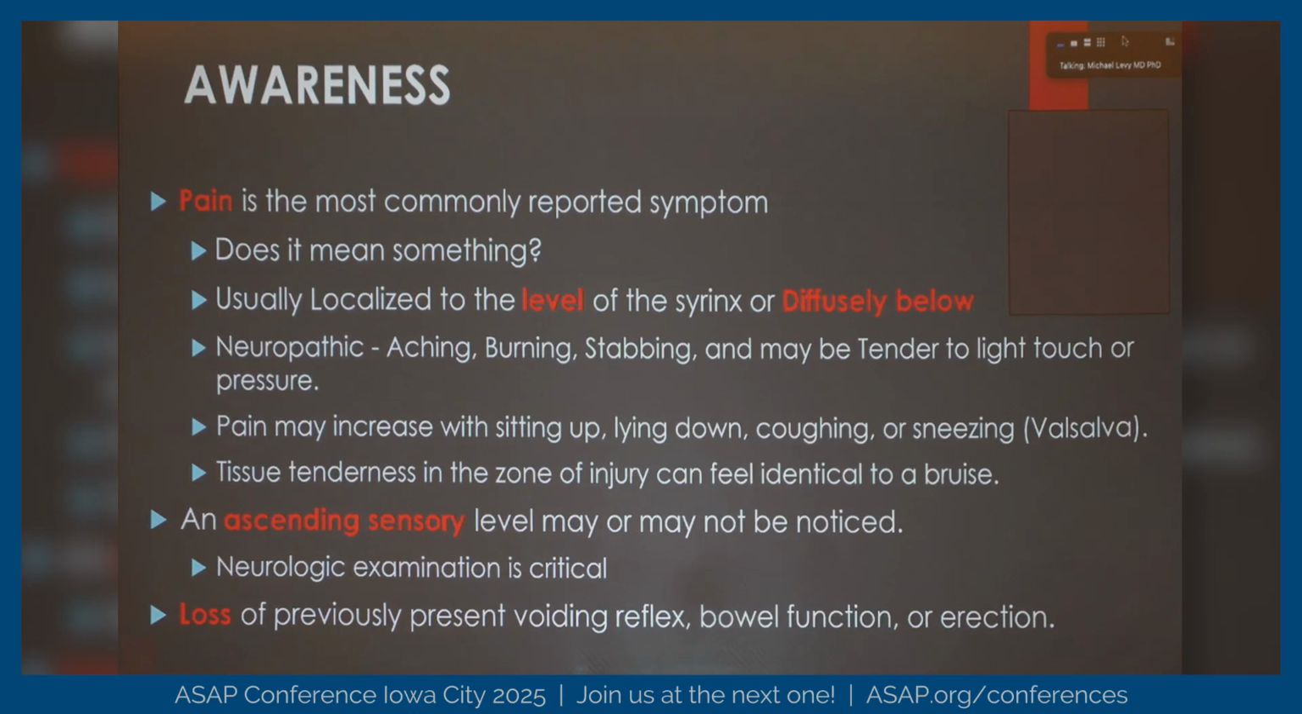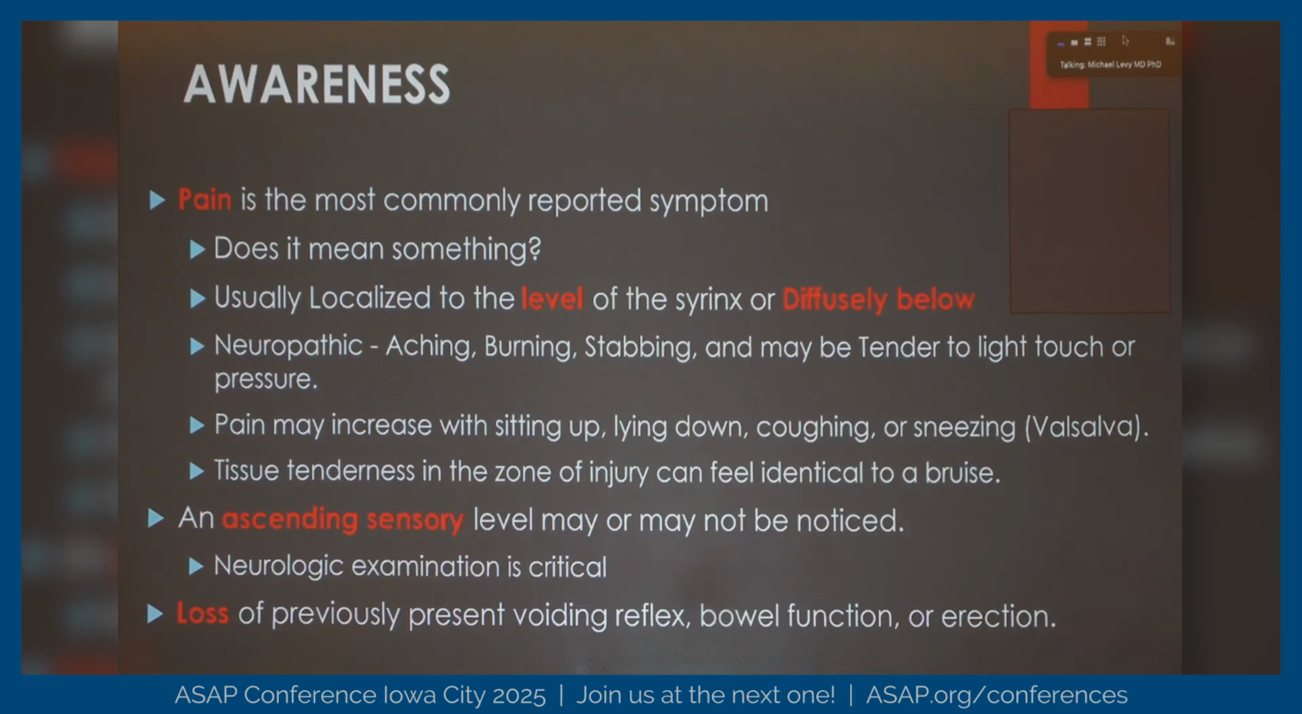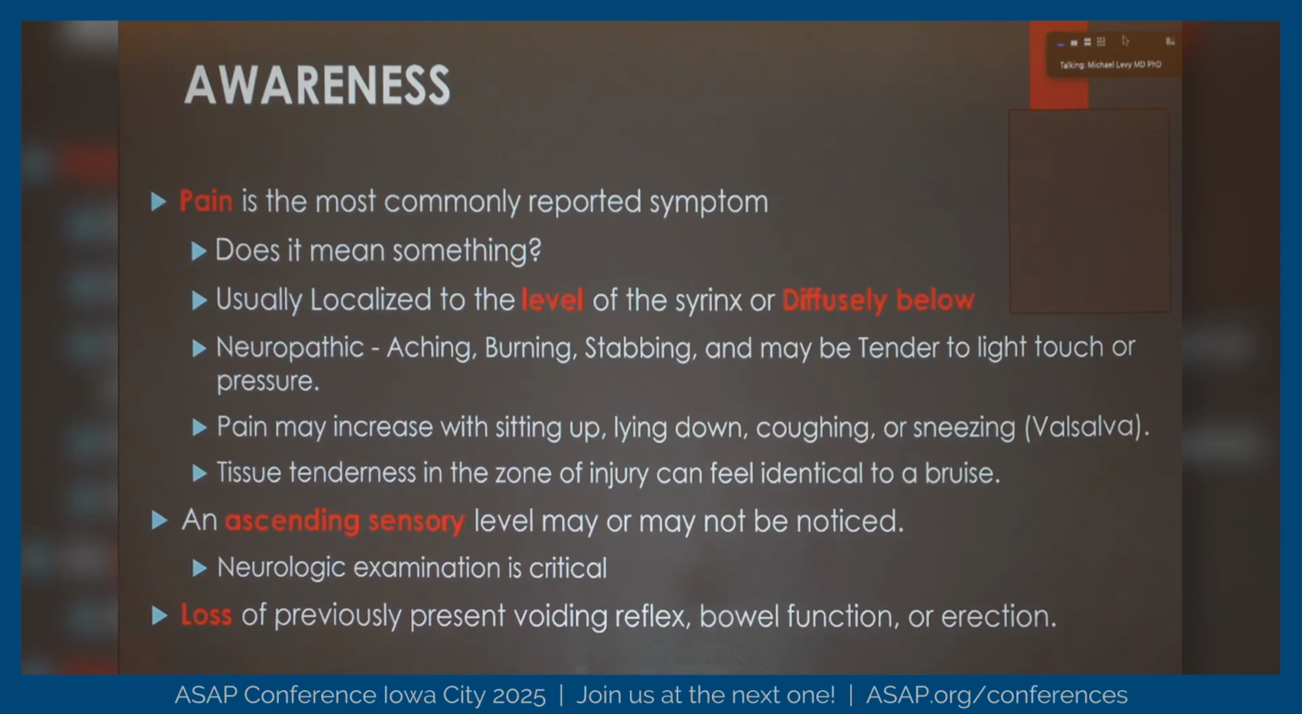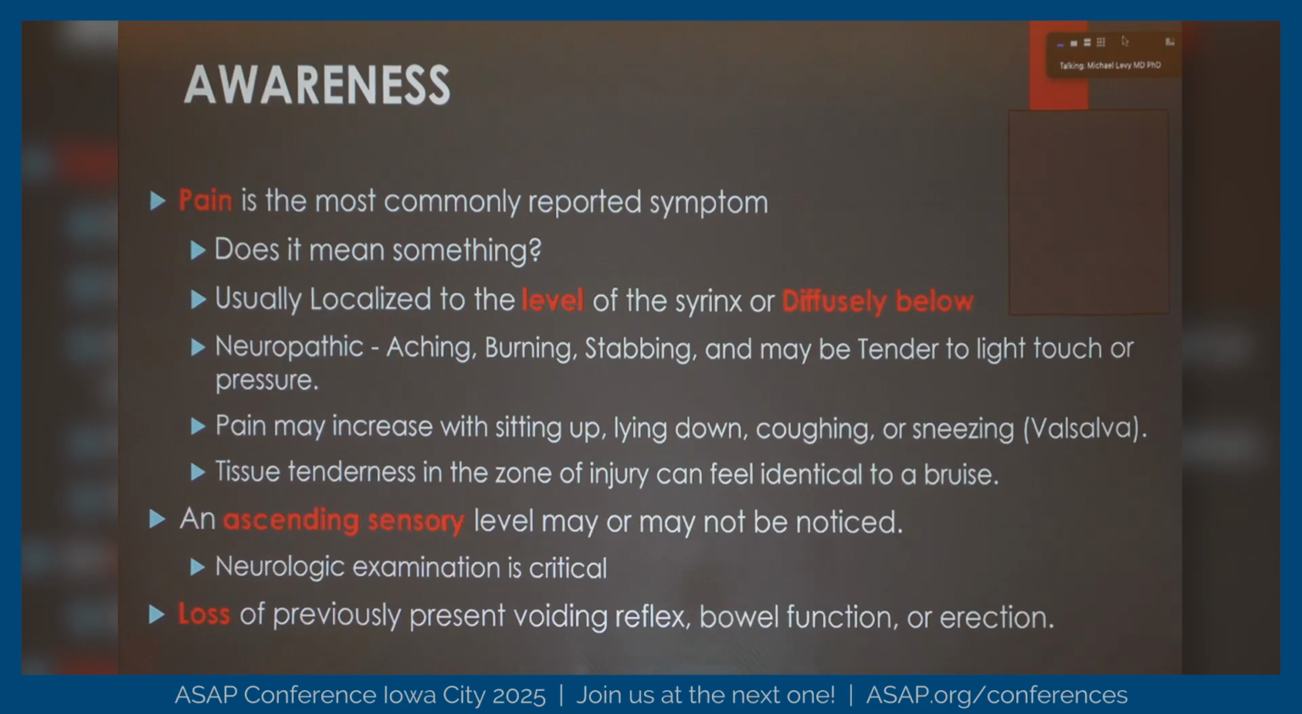The pain can increase with Valsalva, being constipated, pressing down, exerting yourself, coughing, sneezing, sitting up. Additionally, tissue tenderness in the zone of injury, almost being described as a bruise, can be worrisome and indicative of an associated pain profile. We need to follow these patients closely to determine, is there a sensory level, is it ascending? And that's why the neurologic exam and serial exams are really crucial.